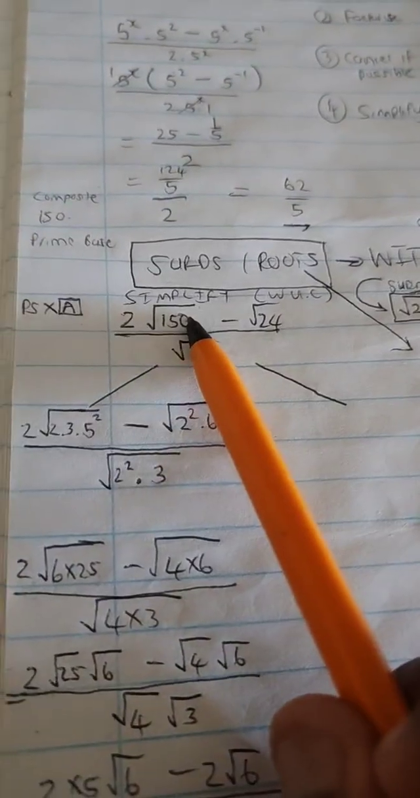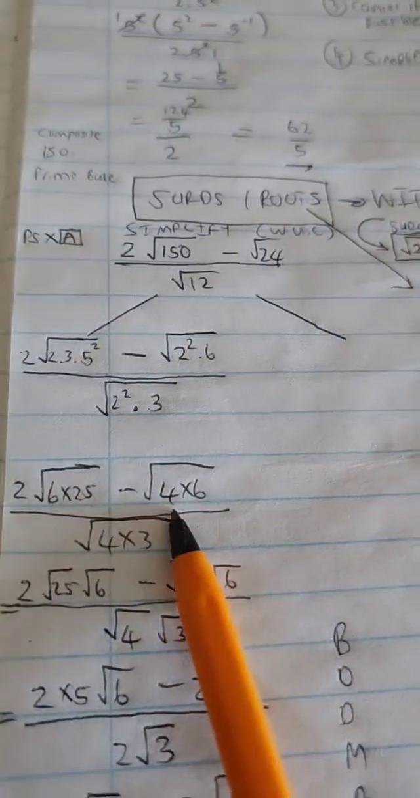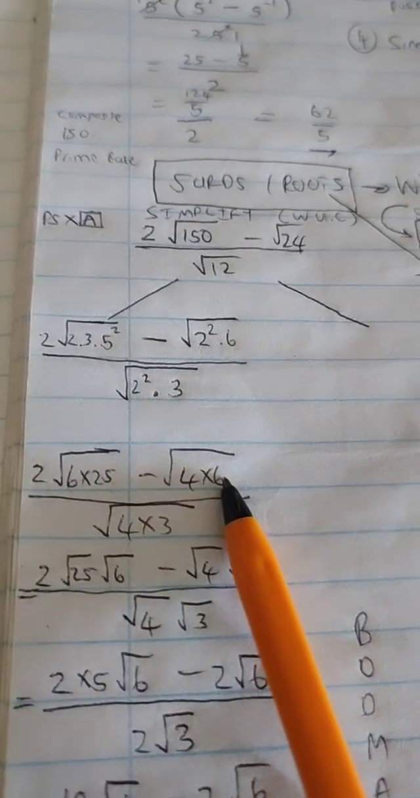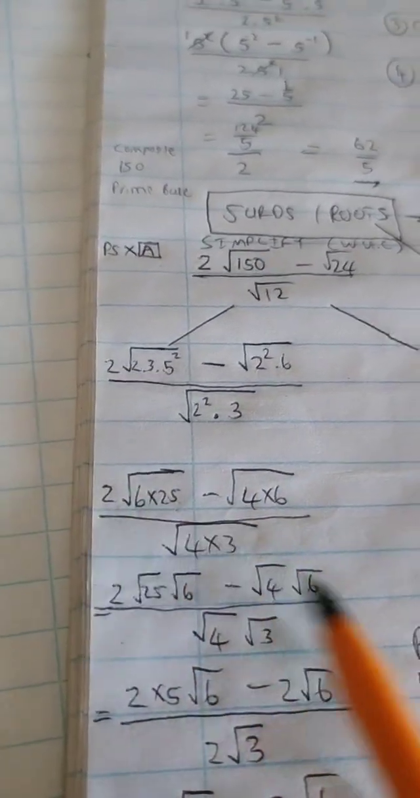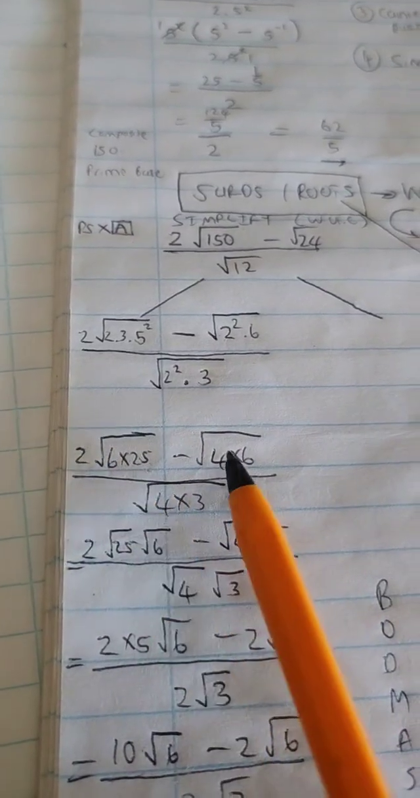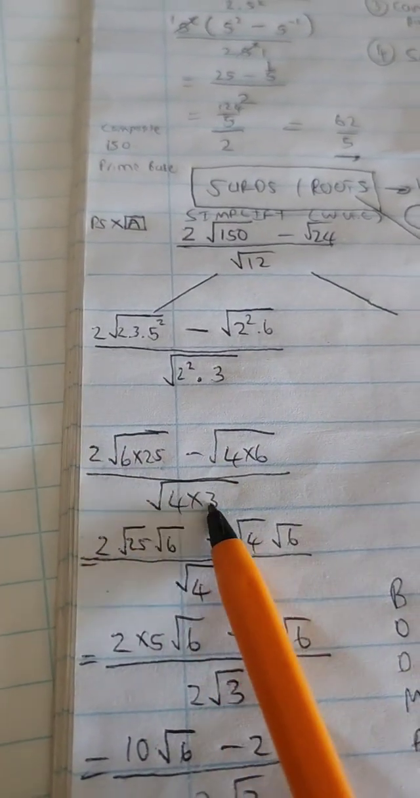So here, 6 times 25 works for 150. 24, 4 times 6. That works there. 12, 4 times 3. That works there. Perfect square and another number. Perfect square and another number. Perfect square and another number.